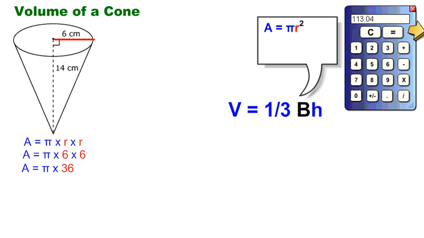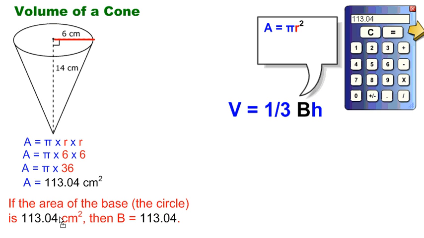And that gives me 113.04 centimeters squared. And that is the area of the base of our cone. If the area of the base of our cone is 113.04 centimeters squared, then capital B is 113.04 centimeters squared.